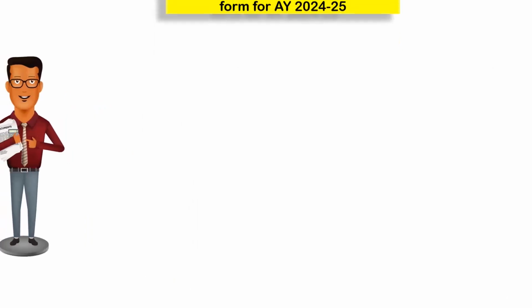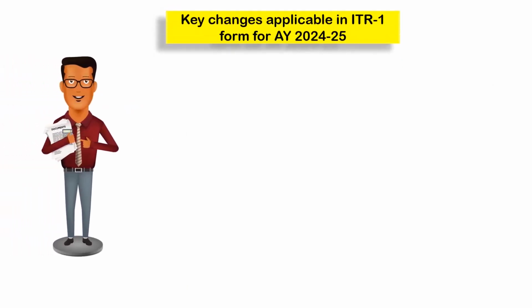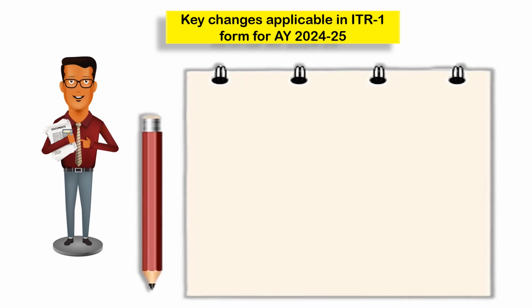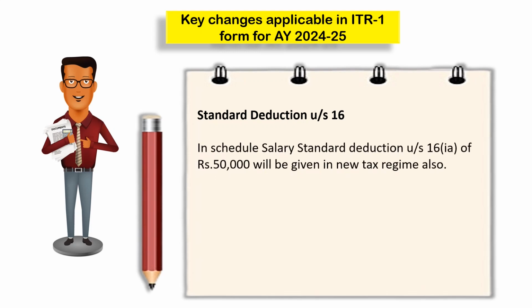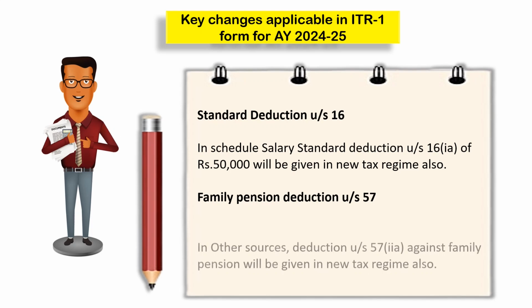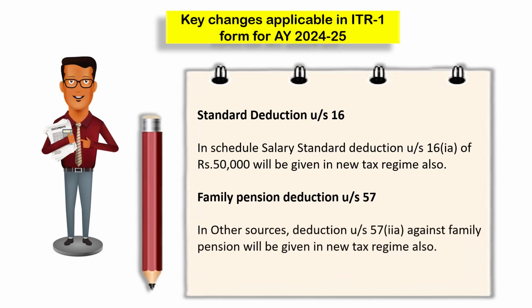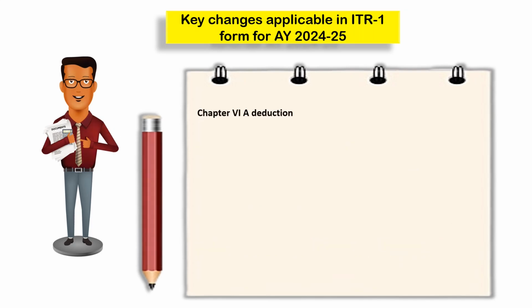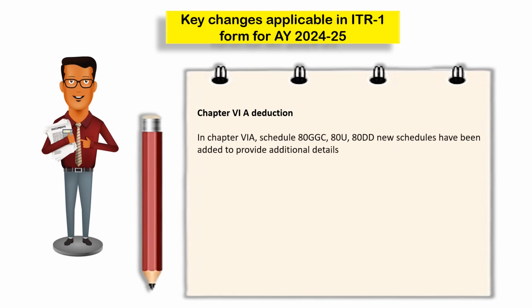Another change which is incorporated for assessment year 24-25 is that in schedule salary, standard deduction under section 16IA of rupees 50,000 will be given in the new tax regime also. In other sources, deduction under section 57(2)(a) against family pension will also be given in the new tax regime. In chapter 6A, schedule 80GGC, 80U, 80DD have been added to provide additional details.